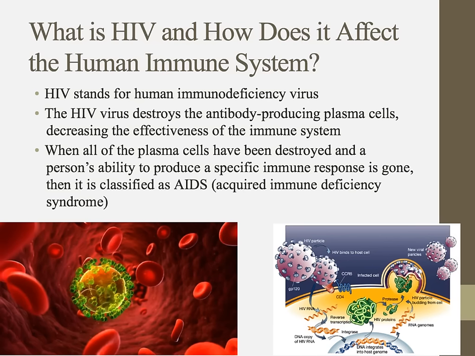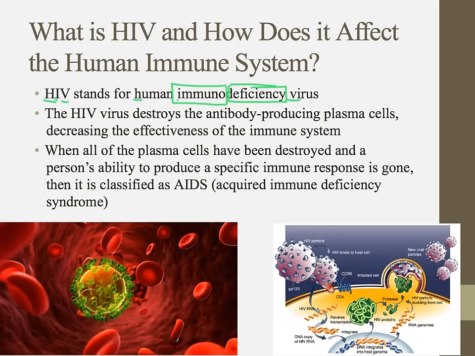One of the pathogens that's a hot topic these days in the world of immunology is the HIV virus. HIV stands for human immunodeficiency virus. It sounds like a long word, but you can figure out what this means. Immuno, referring to your immune system. Deficiency, I don't have enough of something. So what the HIV virus does, and that's this guy, is it destroys some of the antibody-producing plasma cells.